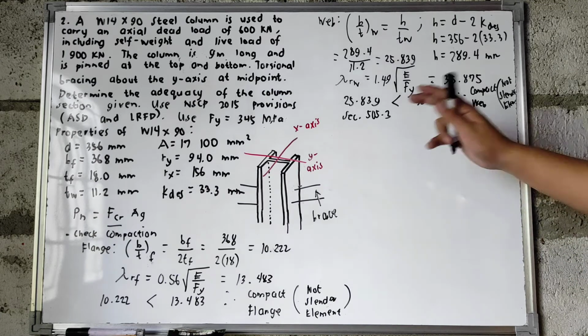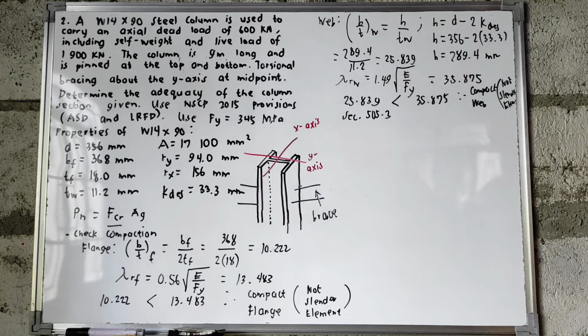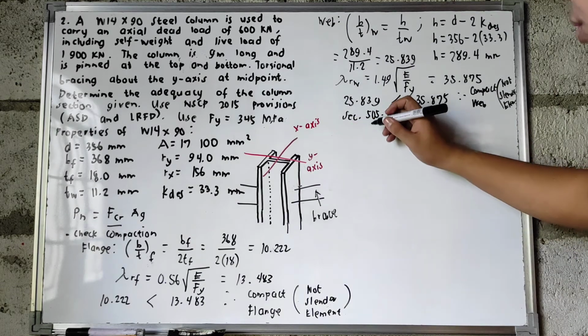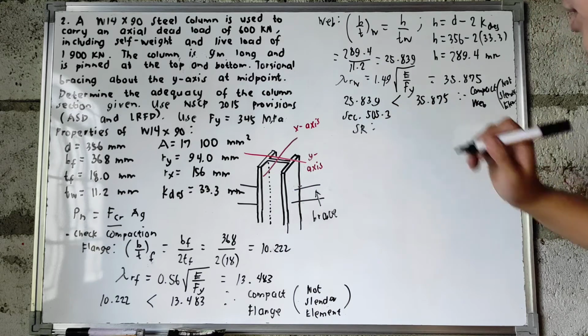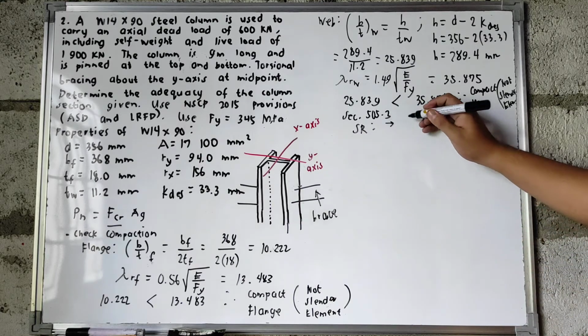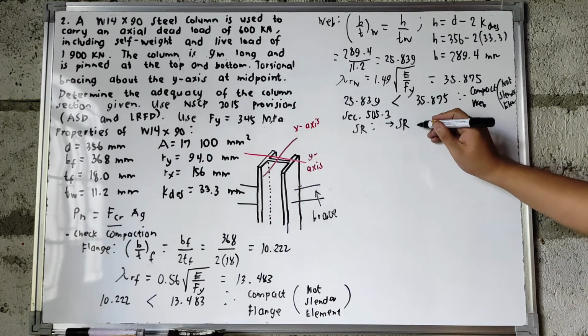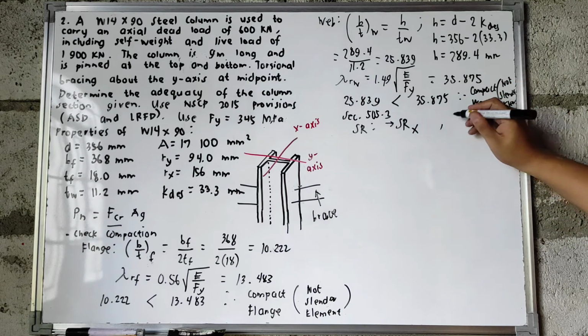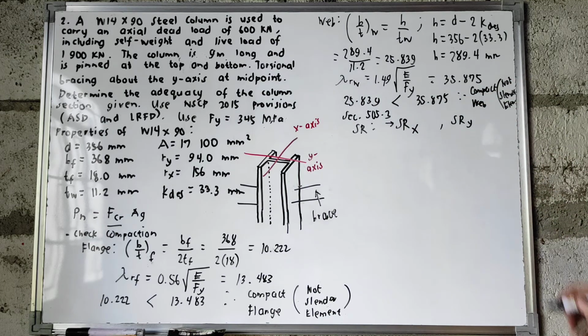So, under that section, without slenderness, kukunin natin yung mga values natin sa Fcr natin. We are going to determine kung short or long yung column natin. So, first, we're going to solve for the value of your slenderness ratio. Kaso nga lang, we have two values of slenderness ratios natin dito. We have slenderness ratio with respect to x and slenderness ratio with respect to y naman.